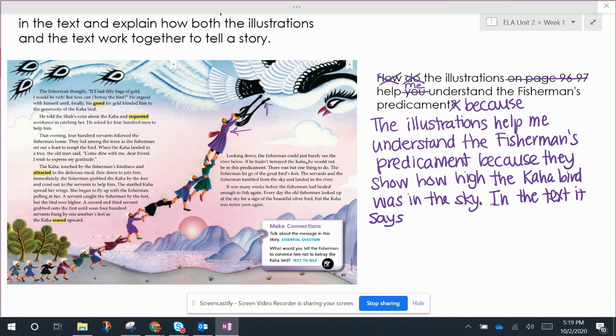So in the text, it says that the fisherman could barely see the river below, which means that he was really, really high in the sky. When something is small, we can tell that it's far away from us. So in the text, it says, the fisherman could barely see the river.